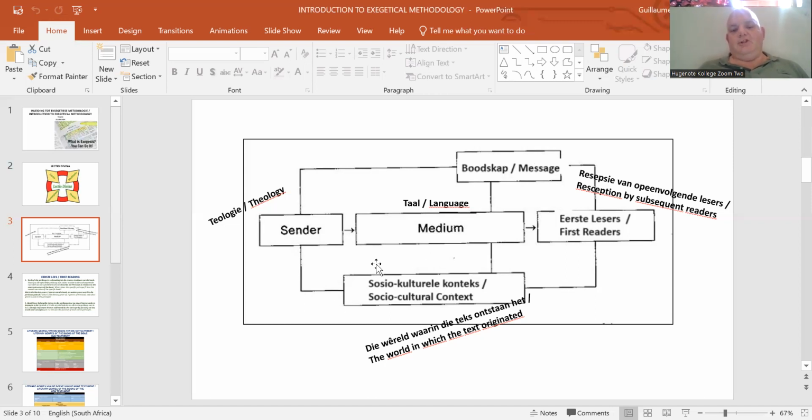You can make a whole PhD study about this on only one aspect. So vast it is. But remember, we're going to look at the context for this text we're studying. We're not going to try and do everything all at once. This brings me to the fact that the first readers are not the only readers.